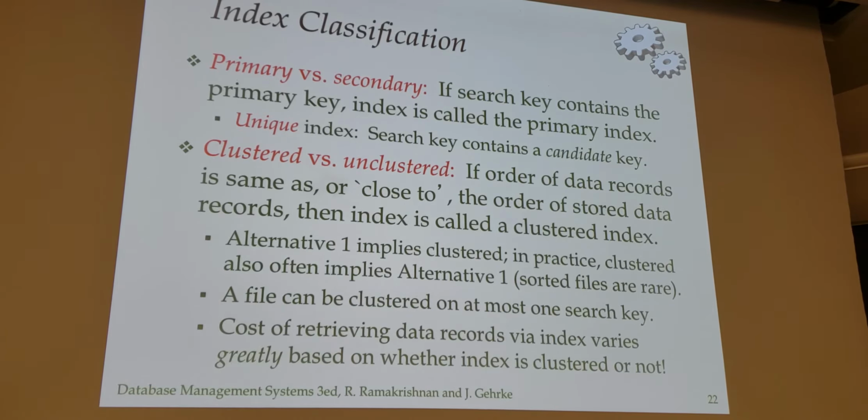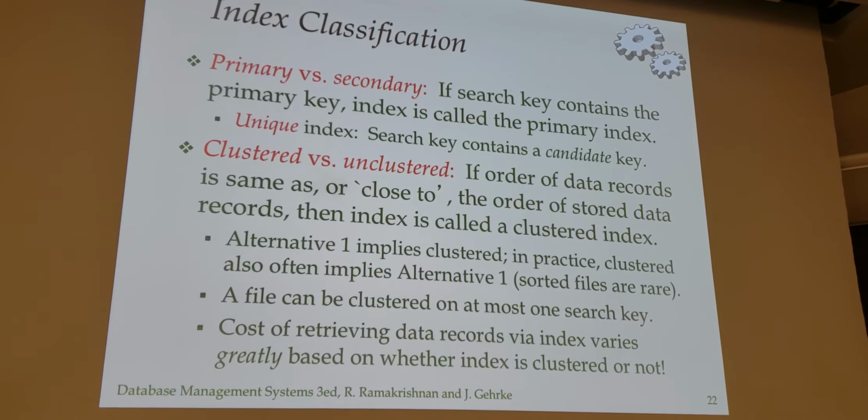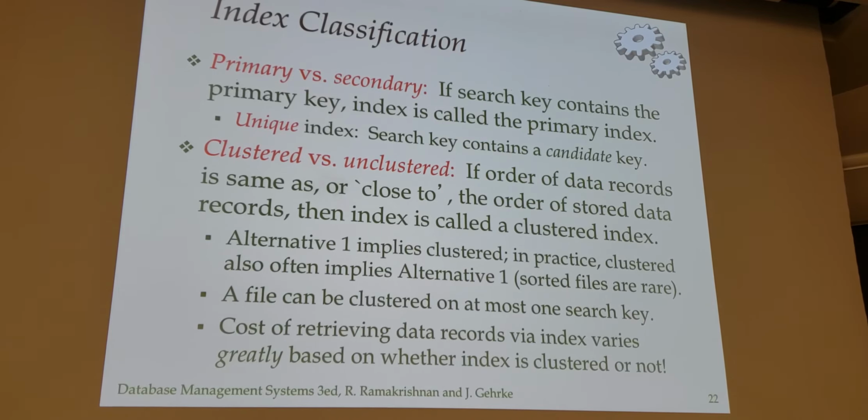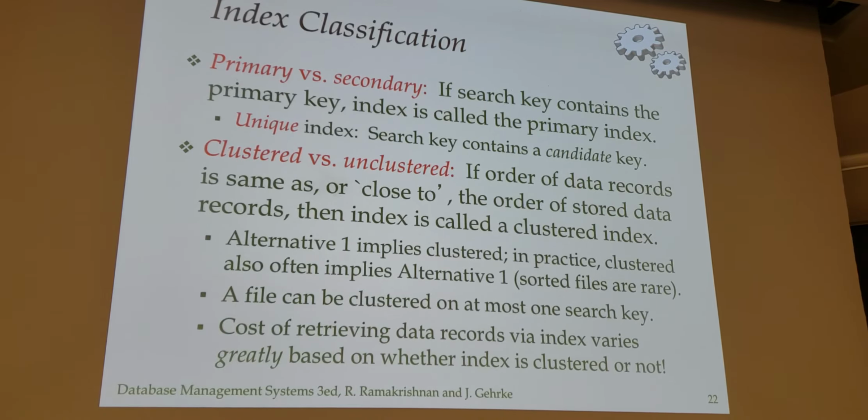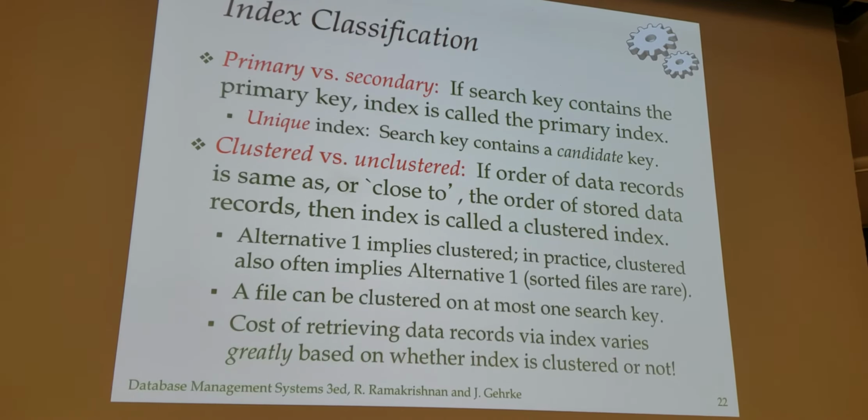So here's the nice thing. If I'm using alternative one, the index is the data, and the data is the index. It's clustered by definition. Okay? And in practice, unless I'm keeping my data sorted, which is painful, if it's clustered, it usually corresponds, but not always, to alternative one, because otherwise it's a pain. We'll talk about how expensive it is to maintain sorted files.